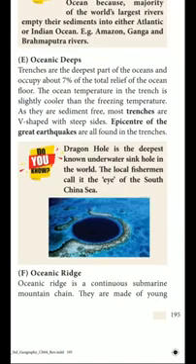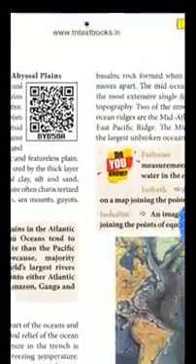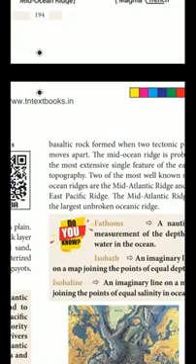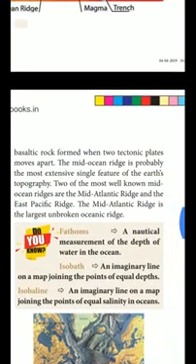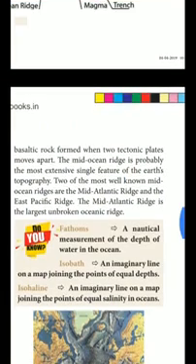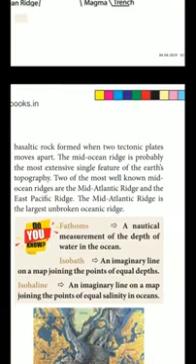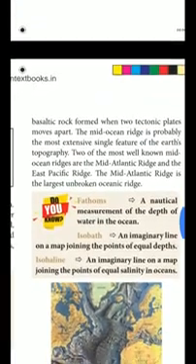Next one is the oceanic ridge. What do you mean by oceanic ridge? An oceanic ridge is a continuous submarine mountain chain. They are made of young basalt rock formed when two tectonic plates move apart. How is the oceanic ridge formed? Oceanic ridge is a continuous submarine mountain chain made of young basalt rock formed when two tectonic plates move apart.